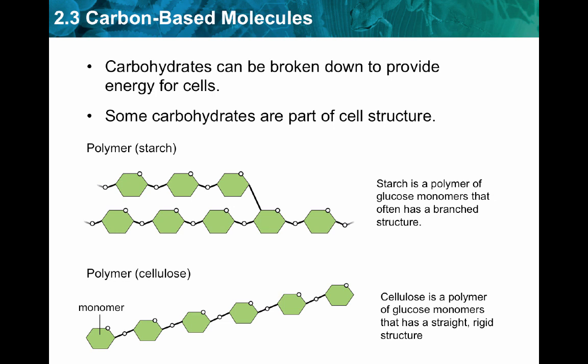Starch is a polymer of glucose, and it's sometimes branched. Cellulose is also a polymer of glucose, but it's a straight chain, not branched. And so here again, structure indicates function. The starch is a branched chain with a different kind of bond, and the cellulose polysaccharide is a straight chain with a different kind of bond between them.